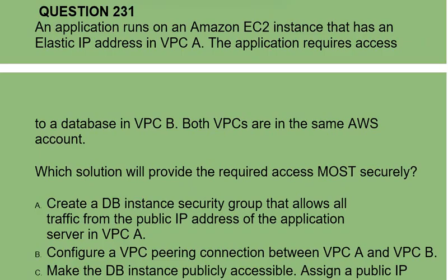Question is an application runs on an Amazon EC2 instance that has an elastic IP address in VPC-A. The application requires access to a database in VPC-B. Both VPCs are in the same AWS account. Which solution will provide the required access most securely?